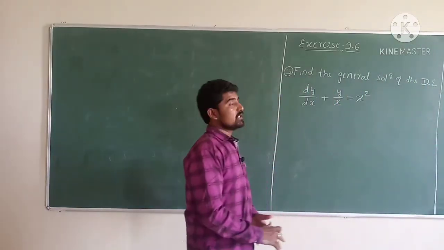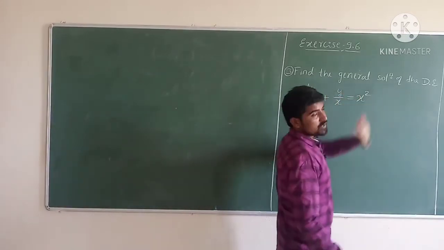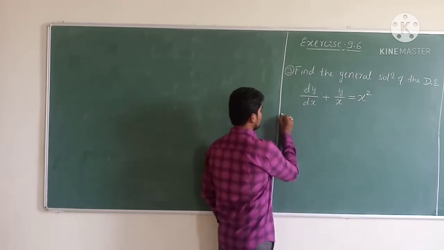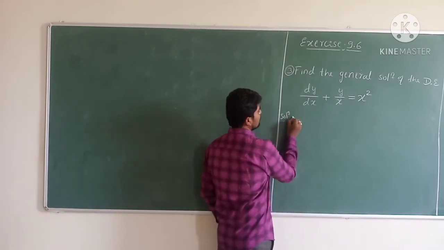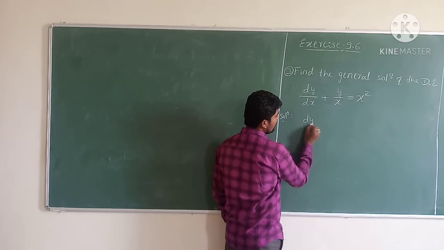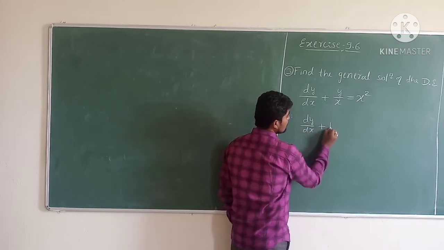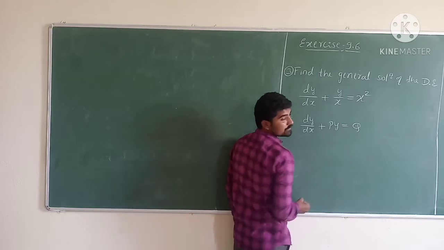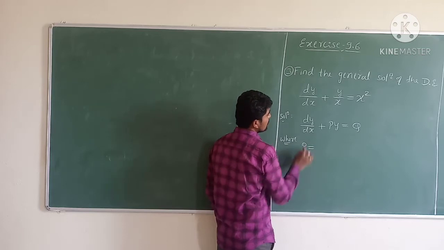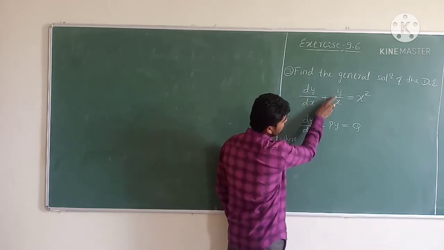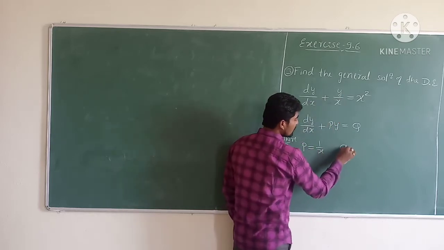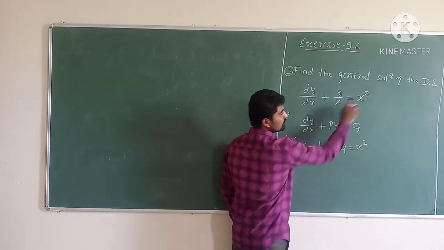So now the third question: find the general solution of the differential equation dy by dx plus y by x is equals to x square. Just observe the given differential equation. This differential equation is also of the form dy by dx plus py is equals to q, where the value of p is 1 by x and the value of q is equals to x square.